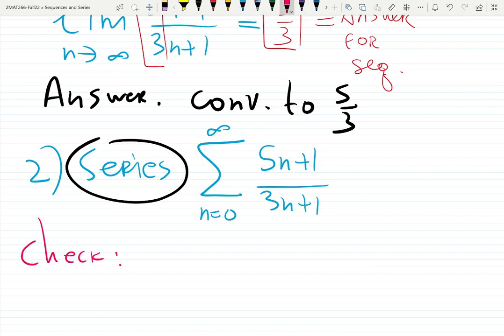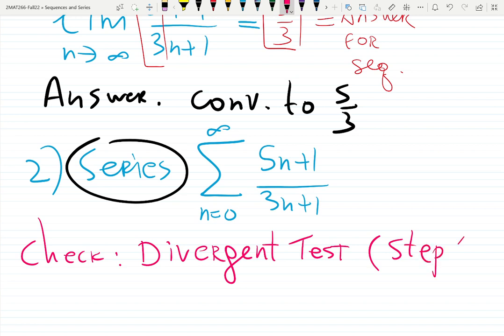Check the divergence test. This is like step 0. Why bother with the divergence test? I would say it's like step 0 in the science of series. Why bother using other tests if the divergence test can tell you that it blows up? If it doesn't blow up, then yes, you have to do more work. But if it blows up, you're wasting your time on the other tests as well.